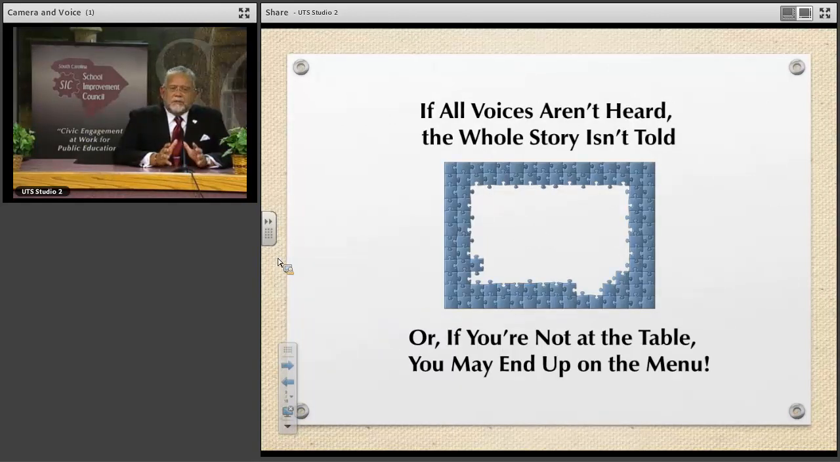If all the voices aren't heard, the whole story isn't told. Or as it can be said, if you're not at the table, you can wind up on the table. SICs, through their responsibilities given to them through the state legislature, have a responsibility to have a seat at the table in formulating plans to help their school achieve successful outcomes for students and better the futures of the school community.